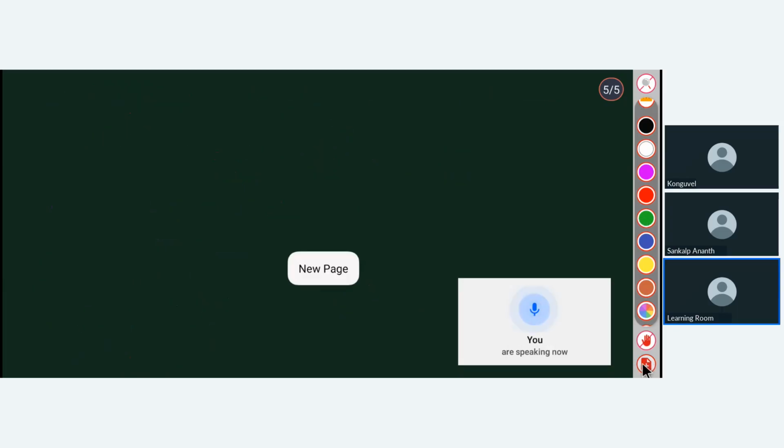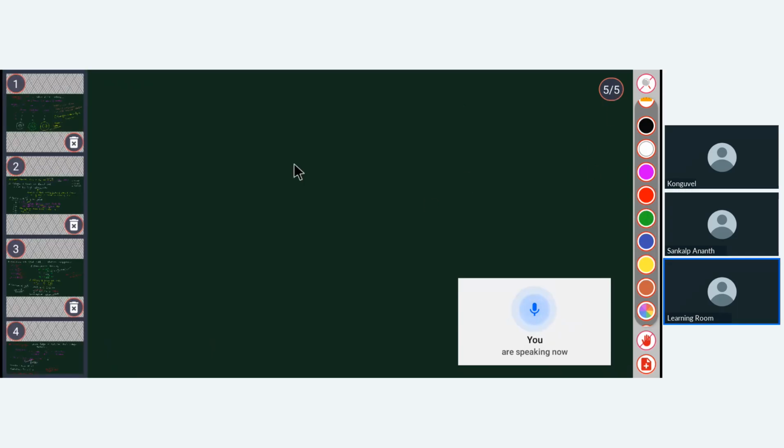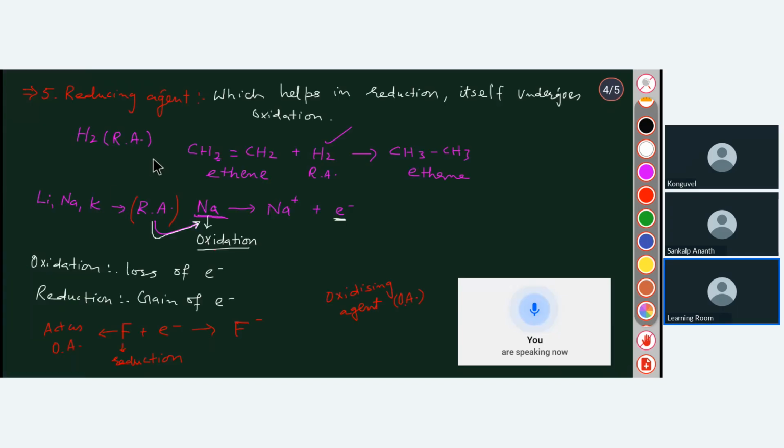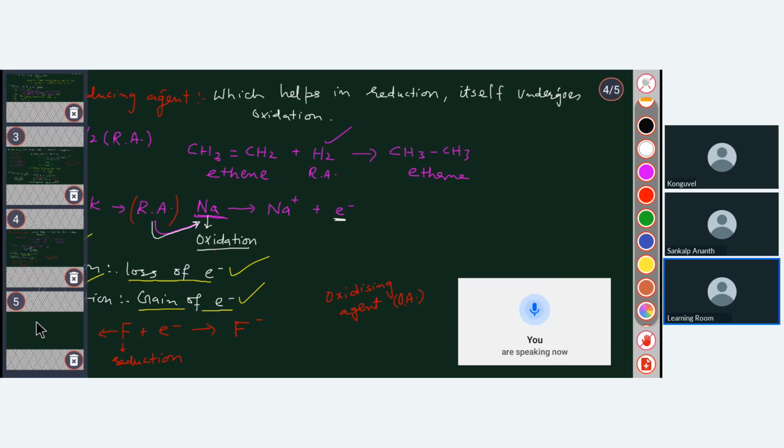So from all these properties, what did we get? Oxidation is loss of electron and reduction is gain of electron. If any substance, any element, loses electron, that means it has undergone oxidation. And if any element or substance gains electron, that means it has undergone reduction. Correct?